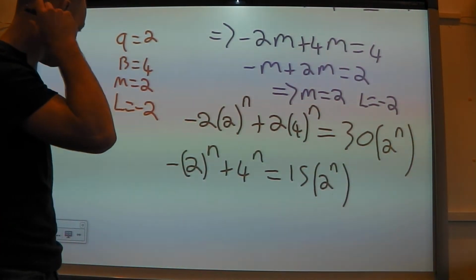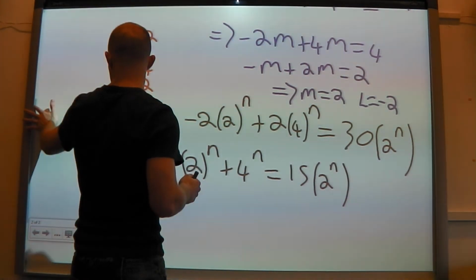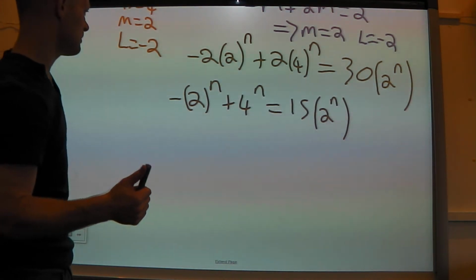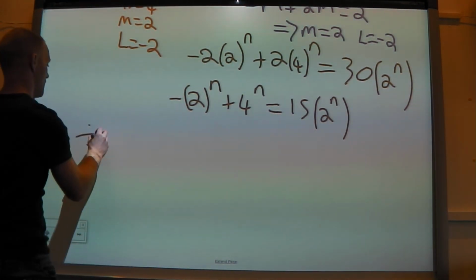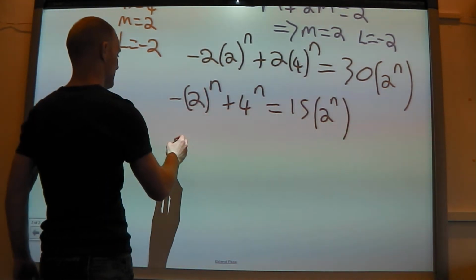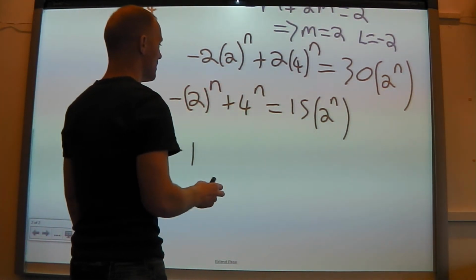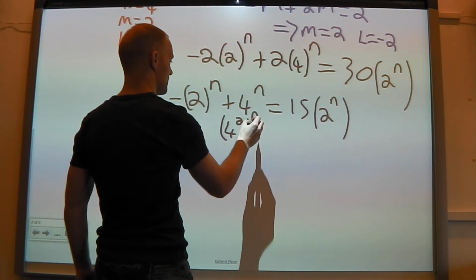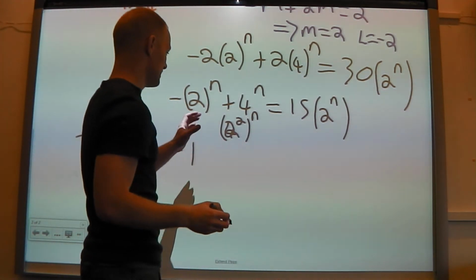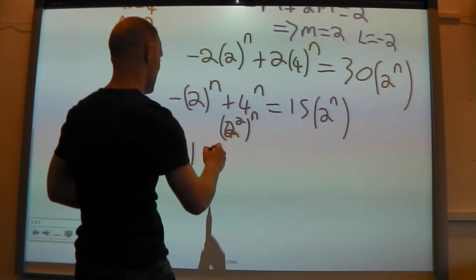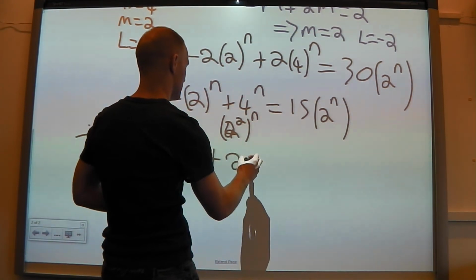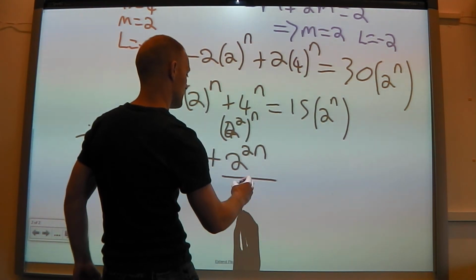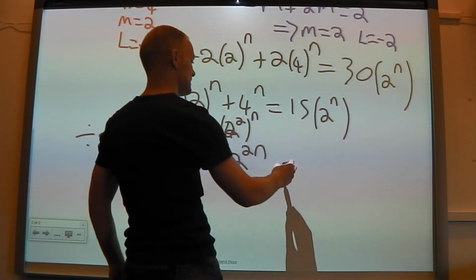Now our next step, we could divide across by 2 to the power of n. So we divide every term by 2 to the power of n. Any number divided by itself is 1, there's a negative there. Now 4 to the power of n is equal to 2 squared to the power of n, which basically means 2 to the power of 2n. So we write that down as plus 2 to the power of 2n, and then we're dividing it by 2 to the power of n. And that is equal to 15.